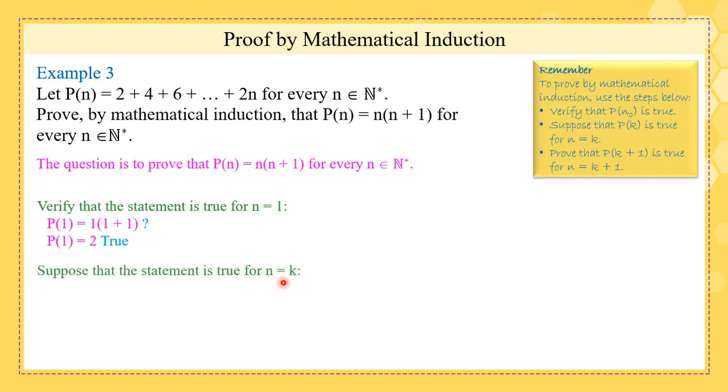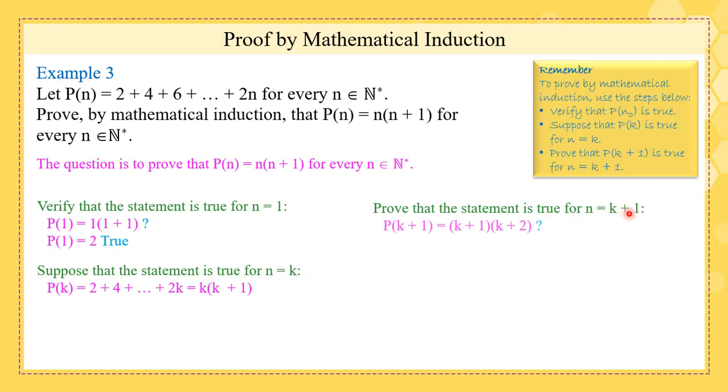Suppose that the statement is true for n equals k, so I can say that p of k is 2 plus 4 plus 6 plus blah blah blah plus 2 into k, and this is equal to k into k plus 1 from here. And the question is to prove that the statement is true for n equals k plus 1. In other words, we need to prove that p of k plus 1 is k plus 1 into k plus 2. Let's see. What is p of k plus 1? Well, p of k plus 1 is 2 plus 4 plus 6 plus blah blah blah plus 2 into k plus 2 into k plus 1.